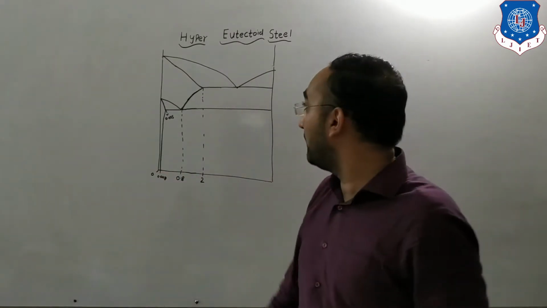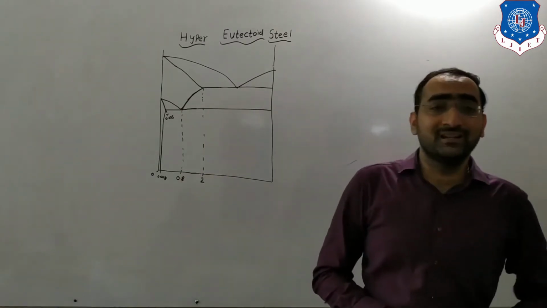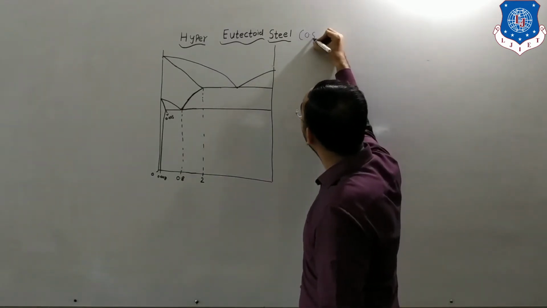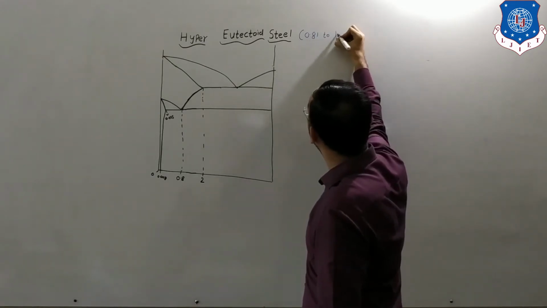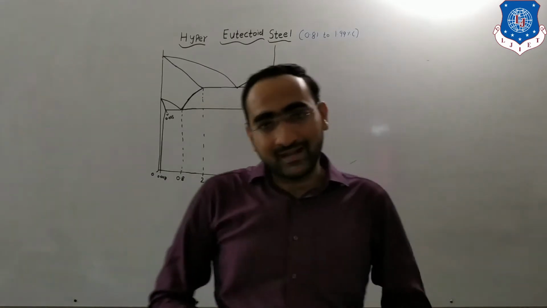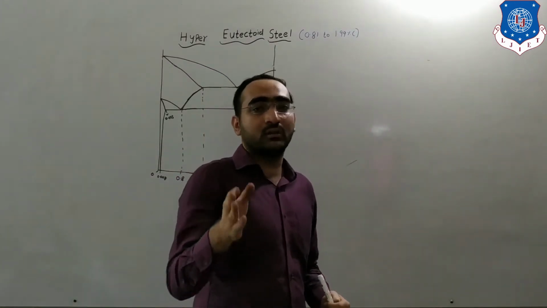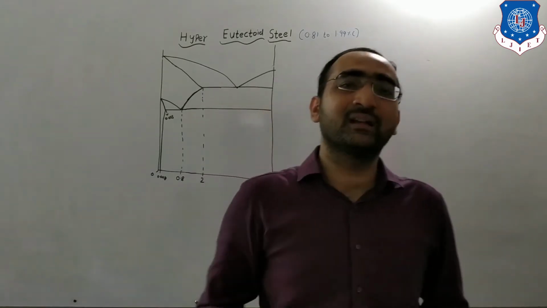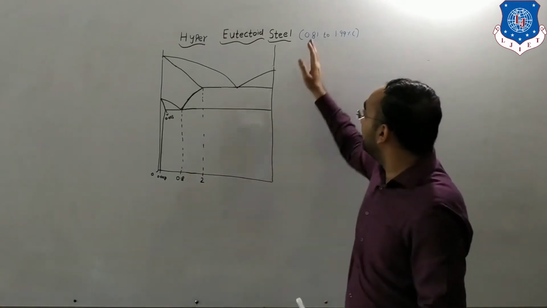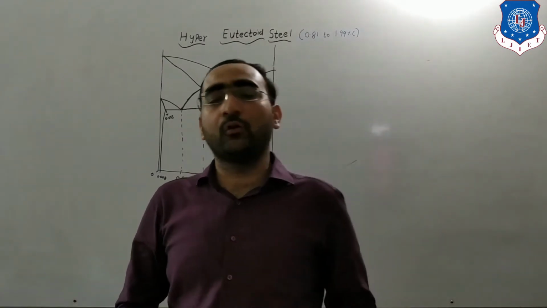Now let us come to the hypereutectoid steel. Hypereutectoid steel is steel ranging from 0.81 to 1.99% of carbon, because at 2% there is the border limit between steel and cast iron. So any steel ranging between 0.81 and 1.99 is termed a hypereutectoid steel.